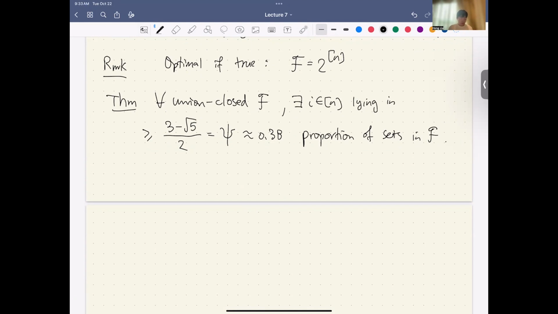Okay, good. One remark here I want to make. This theorem is tight for an approximate version. 3 minus square root 5 is optimal. Although 1/2, give me a second.